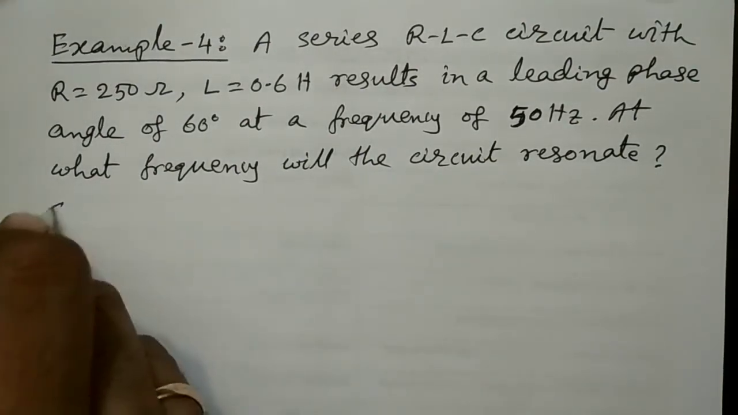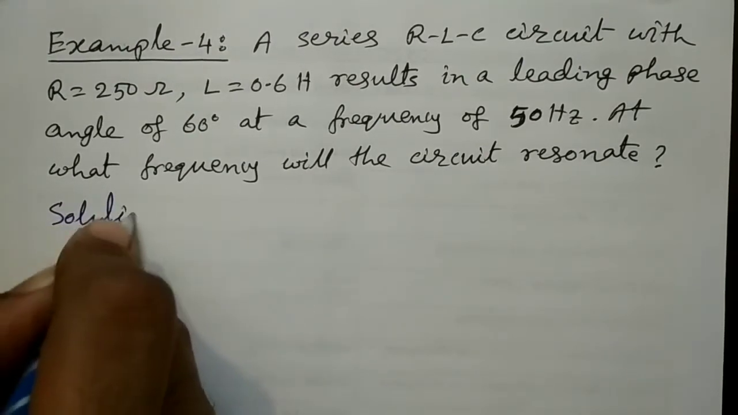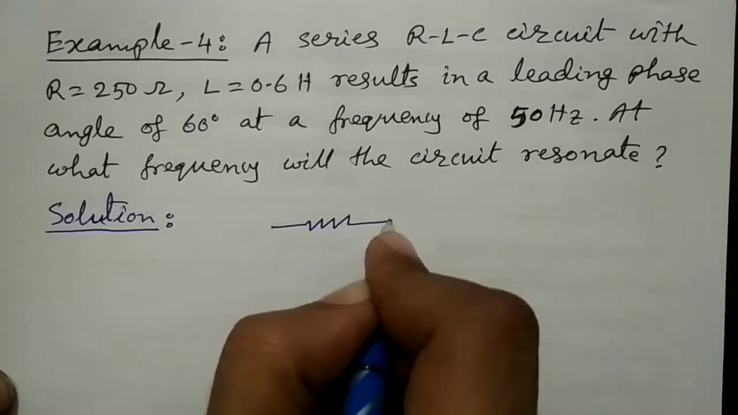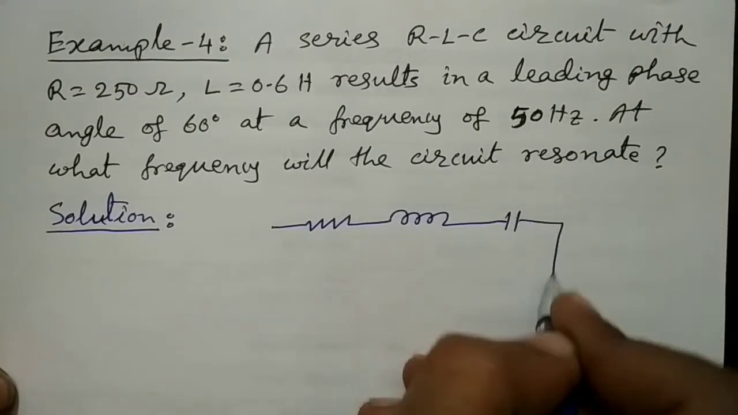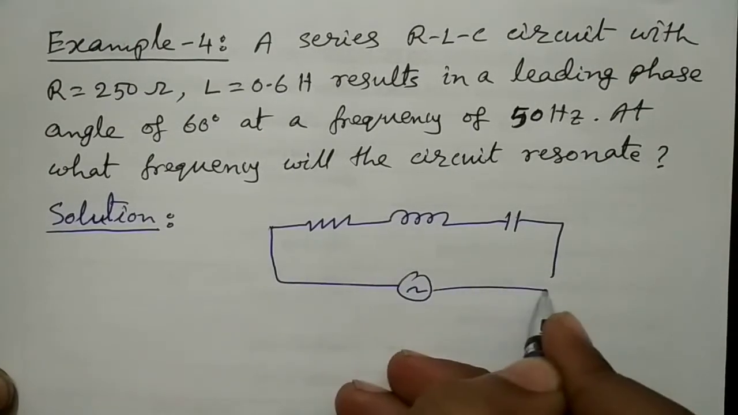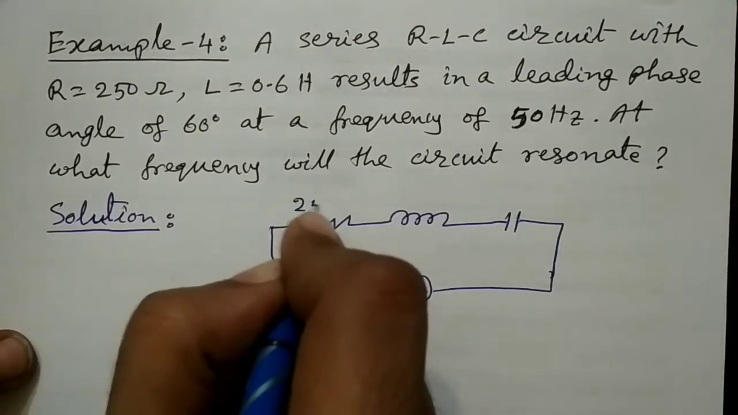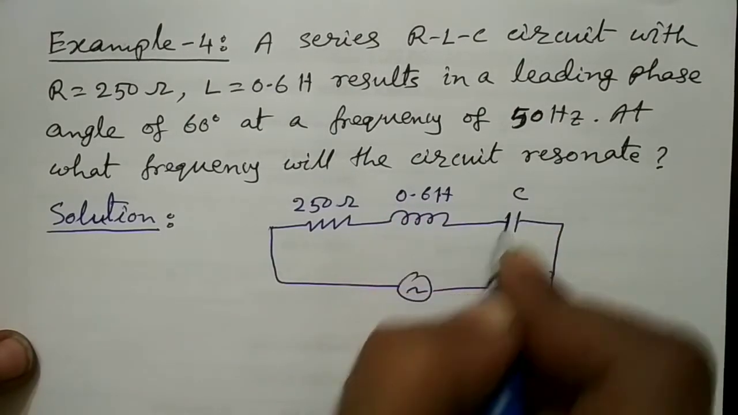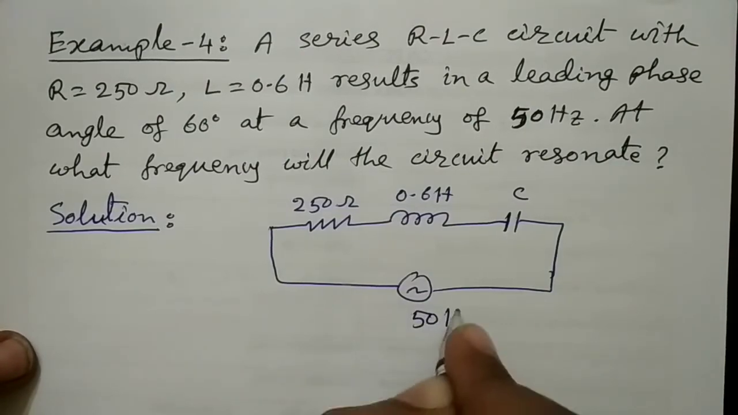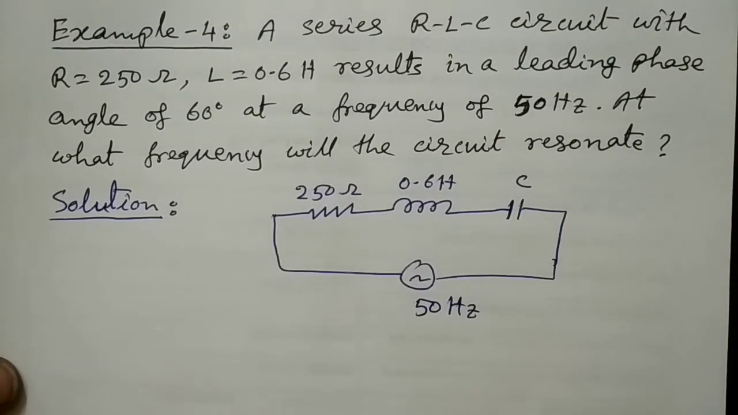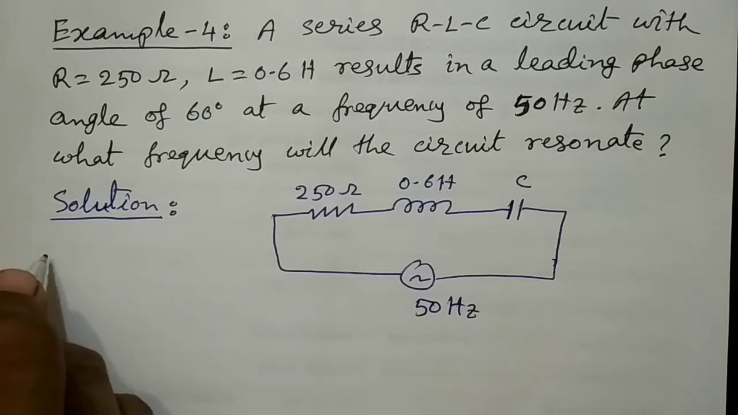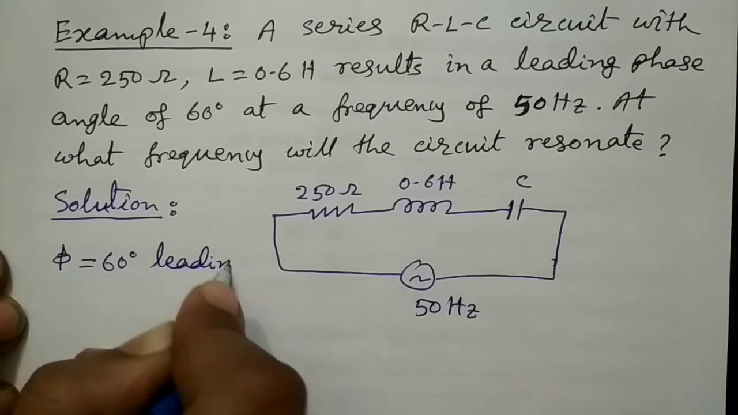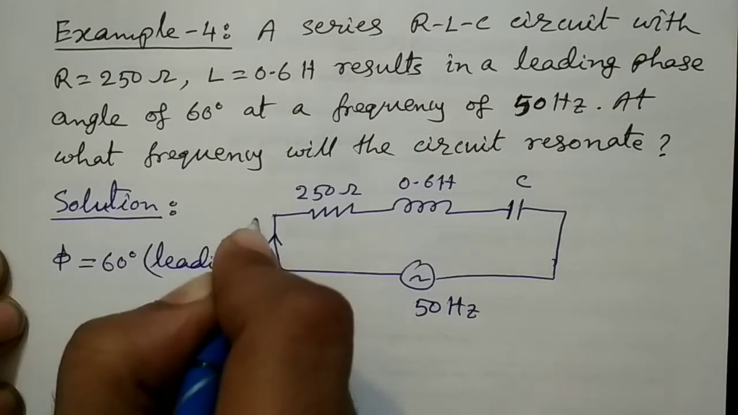So here in the series RLC circuit, the value of R and L are given. So it is the RLC series circuit. The R is given as 250 ohms, L is 0.6 Henry and C is unknown. The supply frequency here is 50 Hz. And it has been given that the phase angle is 60 degree leading. Phase angle means the angle between voltage and current of the circuit.